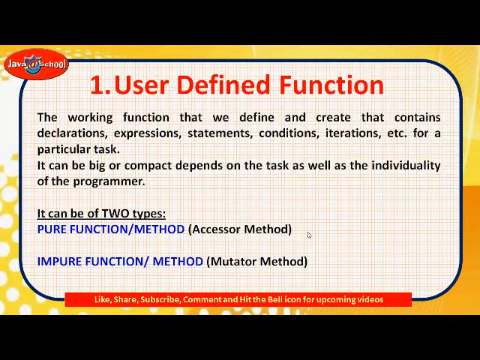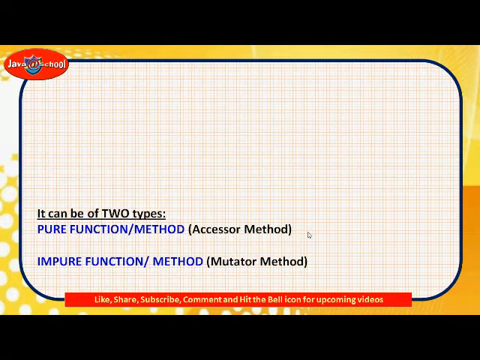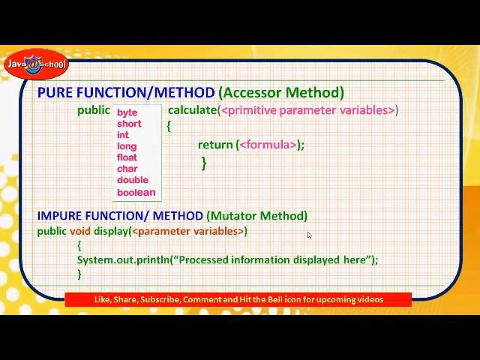Now let's see the other part about pure and impure function. When you talk about pure function, it is called accessor method, and you can look at the example. A program is given there. You can see public, and in the bracket you can see byte, short, int, long, float, character. All these are primitive data types. So a function return type can be any one of the primitive types, depending on the kind of output that is going to be returned to the caller or displayed on the terminal. Then the function name is given, calculate.